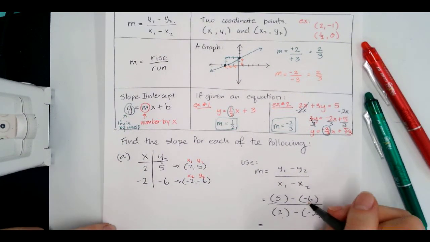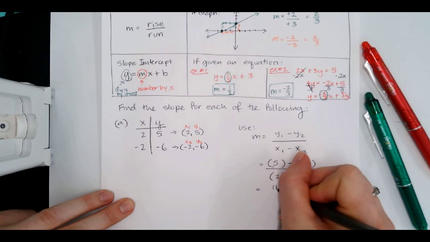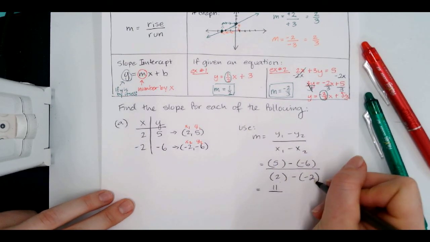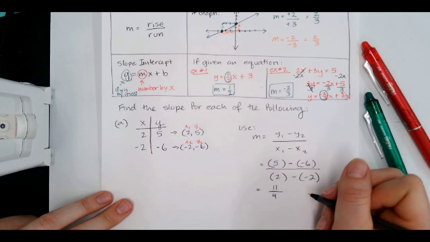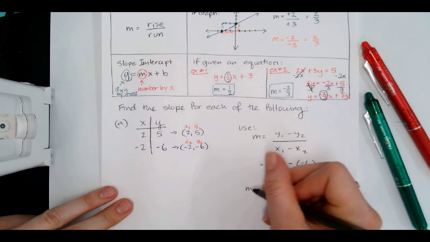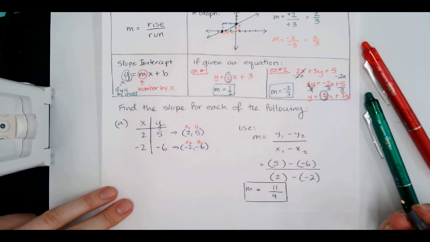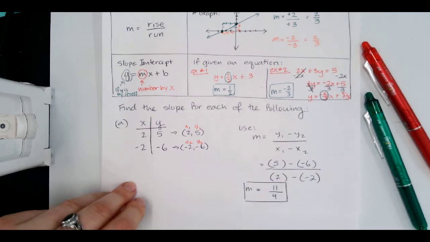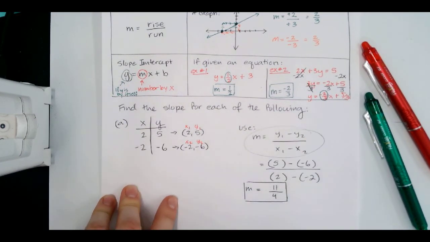All right, let's see, 5 minus negative 6, that's going to become a plus. So that will be 11. All over 2 minus negative 2, that's going to be 2 plus 2, which is going to be 4. So our slope, 11 over 4. And you can go ahead and leave it as 11 over 4. That's perfectly fine. All right, so that was the method we used. We got 2 coordinate points, and we used that equation.